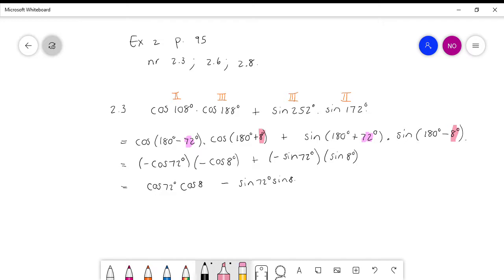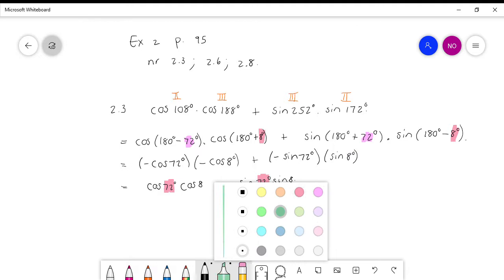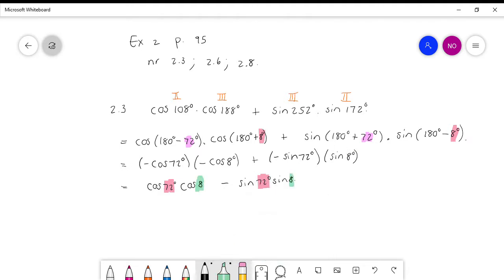Can you guys see that 72 and 72 is the same? One is in the first term, one is in the second term. One is cos of 72, one is sine of 72. And then can you see that that is an 8 and the second one is also an 8? Okay. So what you're looking for is something that is cos of an angle, cos of another angle, minus sine of that first angle, sine of the second angle. Now look for one like that in the 4 options that I gave you.